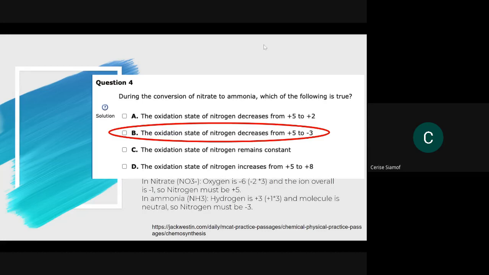So in nitrate, which is NO3, the way that I think about this is I look at the other atoms first. In this case, I consider what oxygen is contributing. Oxygen would be -6 because each one would be -2 times 3. The ion overall is -1, so that means nitrogen must be +5 oxidation state. In ammonia, hydrogen is going to contribute +3, that's +1 times 3 hydrogens, and the molecule is neutral. So nitrogen must cancel that out, so it must be -3. So nitrogen is going from +5 to -3, and that matches answer B.